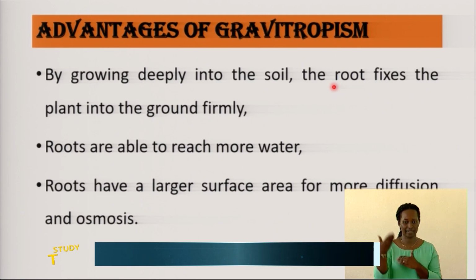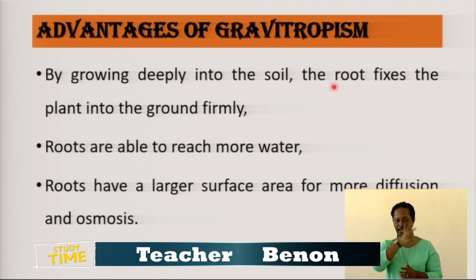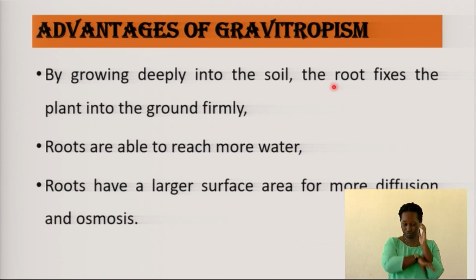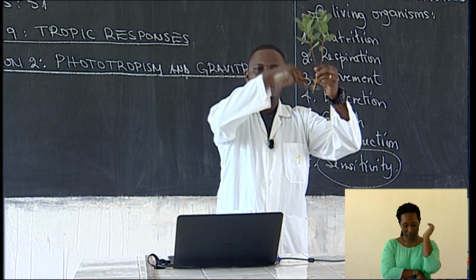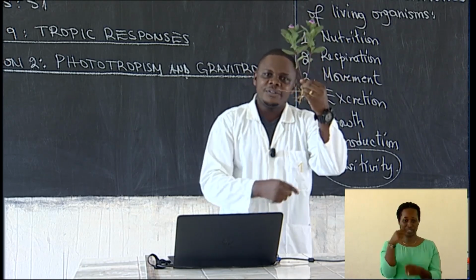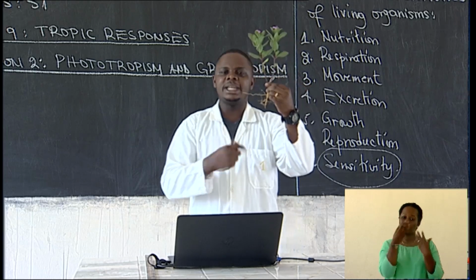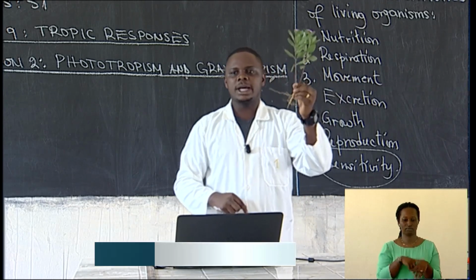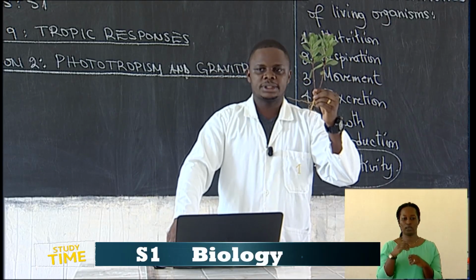Then, what are the advantages of gravitropism? By growing deeply into the soil, roots fix the plant firmly into the ground. By roots going into the soil towards gravity, they fix the plant firmly into the soil so that when wind blows, this plant doesn't fall down.